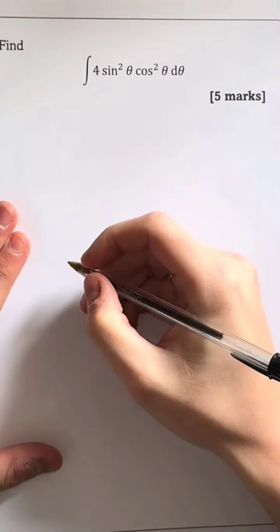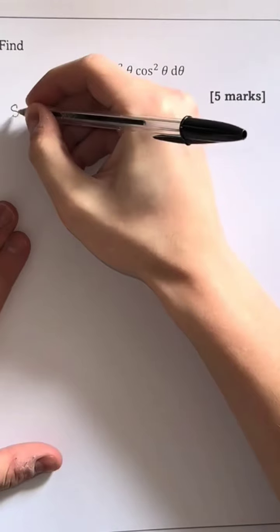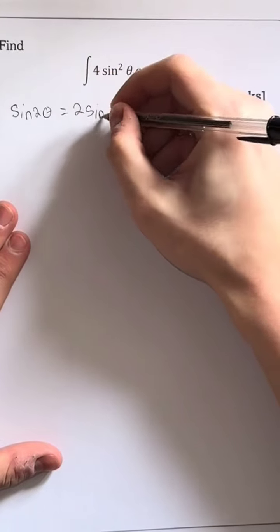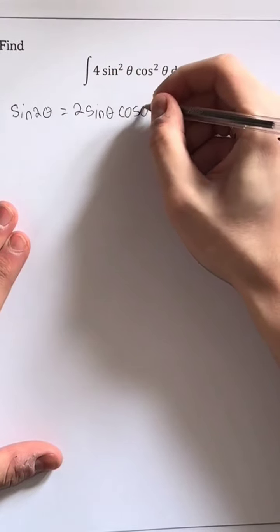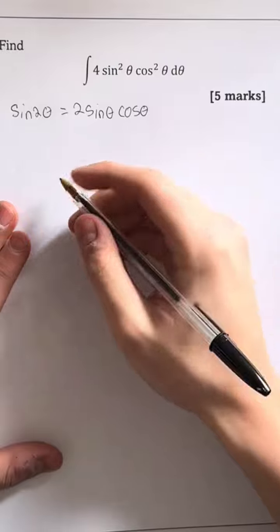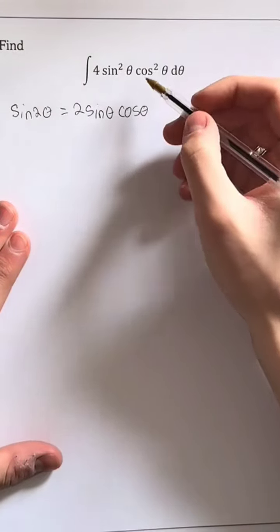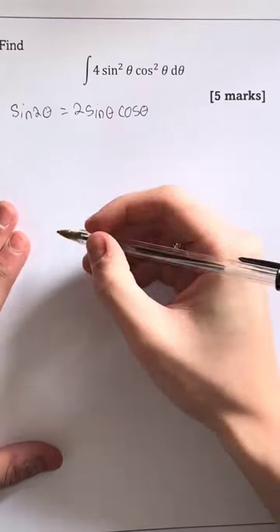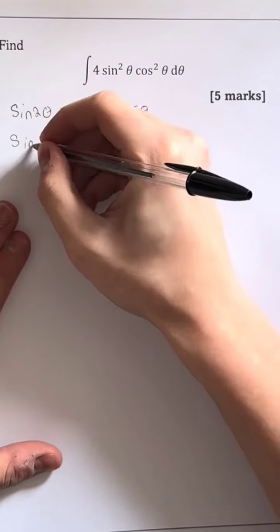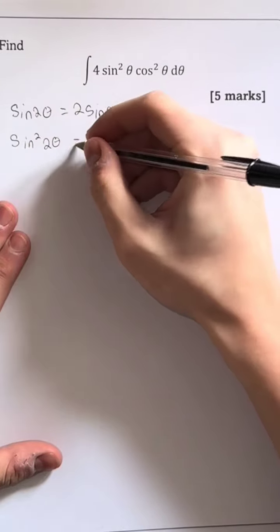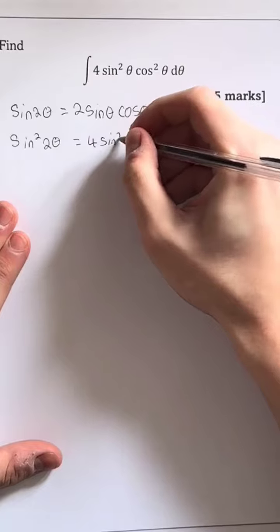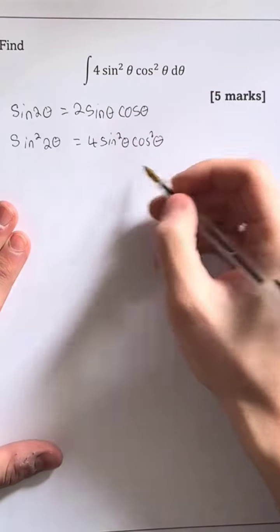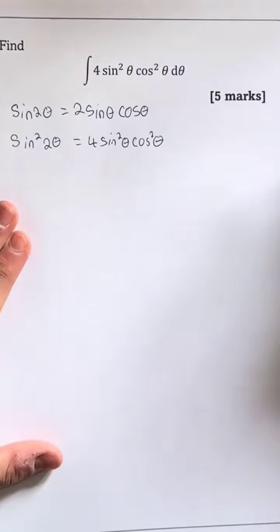So the relevant identity here is going to be the following. We know that sine 2 theta is equal to 2 sine theta cos theta. That's just our sine double angle formula. And the idea is, you can notice that our integrand is precisely the square of this right-hand side. So if we square both sides of this identity, we get the following. Okay, so we have that our integrand is actually equal to sine squared 2 theta.